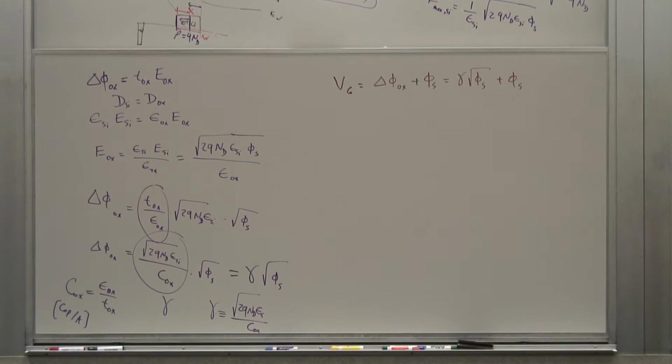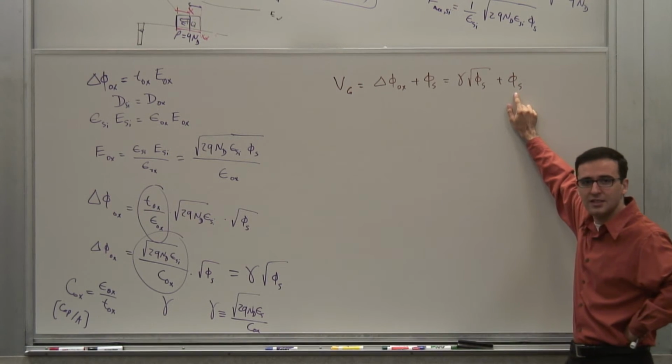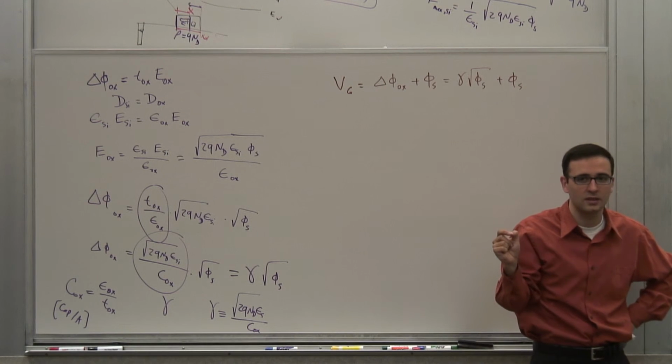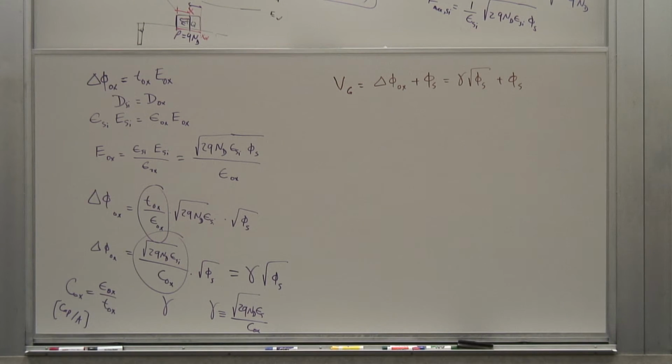And now, to calculate the minimum threshold voltage, where I have strong inversion, what do I need? I need to set Vs to what value? The surface potential needs to be what? To have strong inversion, by definition, the way we define it: to have the same number of, in this case, holes at the surface as we have electrons in the bulk.